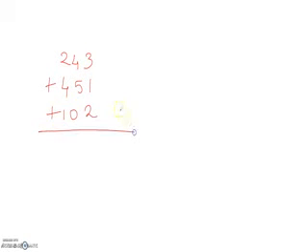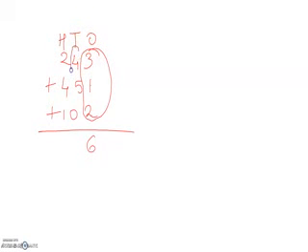Now we can see the addition of 3-digit numbers. For example, 243 plus 451 plus 102. This is ones place, this is tens place, this is hundreds place. You have to add the numbers of the ones group. 3 plus 1 plus 2 is equal to 6 ones. So 6 in the ones place.